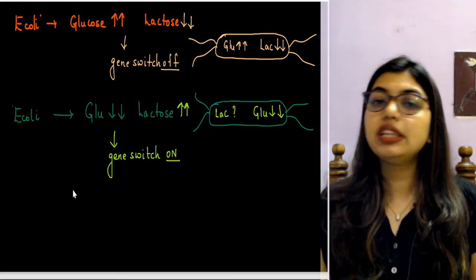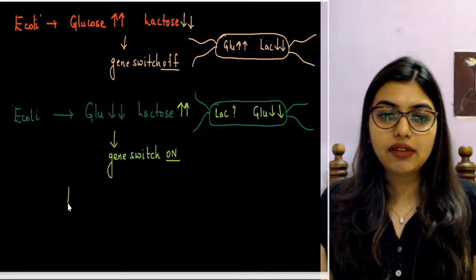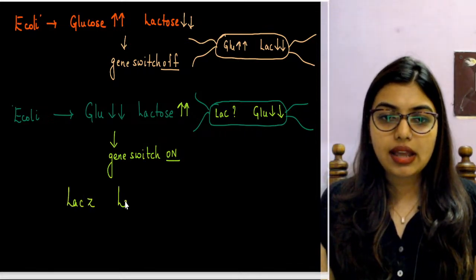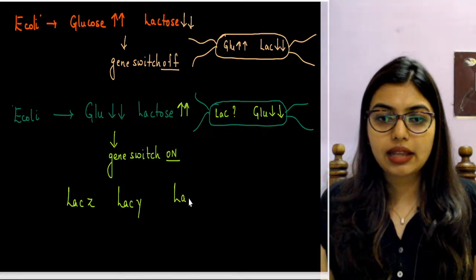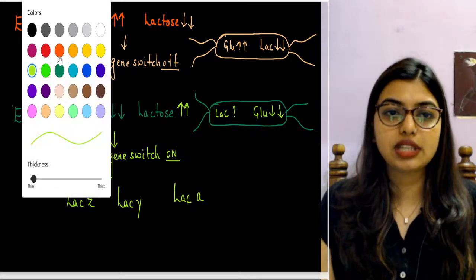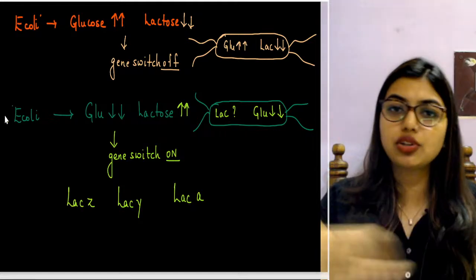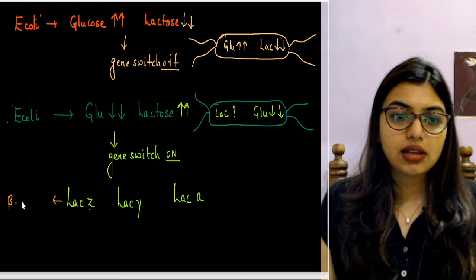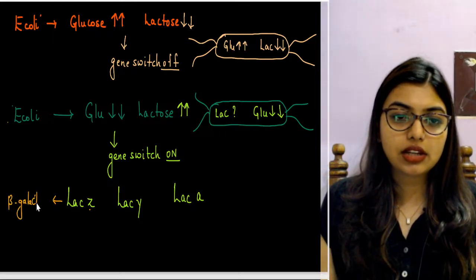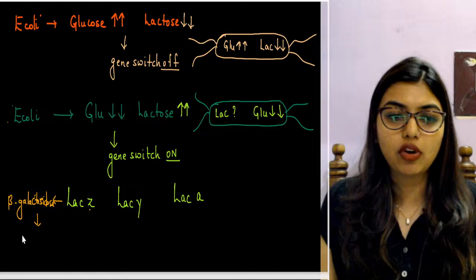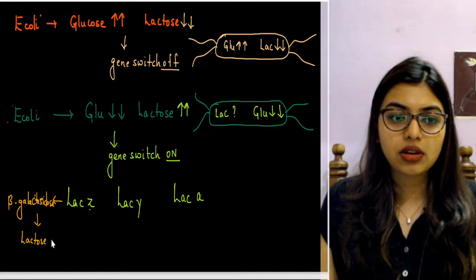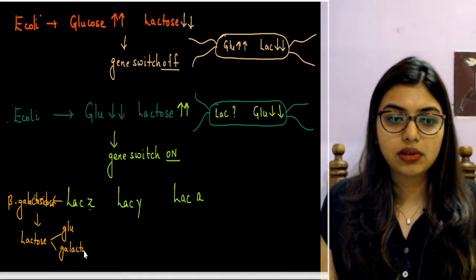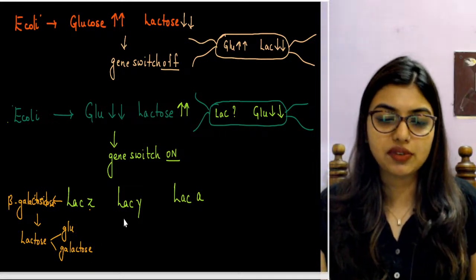Correct? Now, when the gene gets switched on, what is going to happen? You have lac Z, lac Y, and lac A. These are the regulatory proteins, that is, the I gene has to give them the permission to get regulated. So here, lac Z is going to release the enzyme beta galactosidase. That will do the job of breaking the lactose into glucose and galactose. This is the job of this fellow.